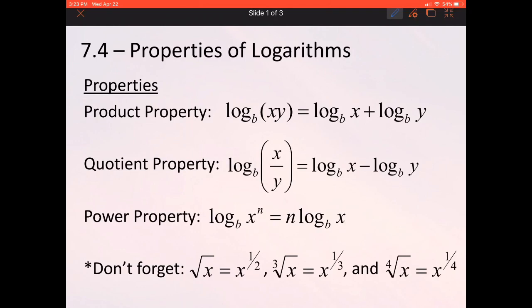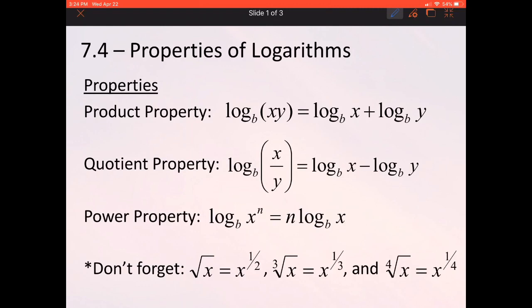So we're going to be using these properties in both directions. We're going to be looking at the left side, which is the condensed version, and then we'll be expanding it into the right side. Or we'll have the expanded version already on the right side, and we'll be condensing it into the left side.